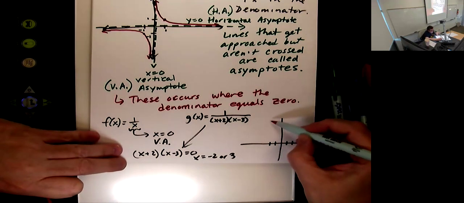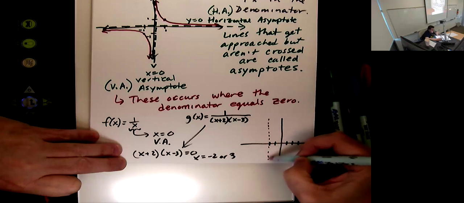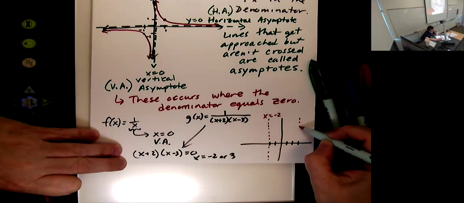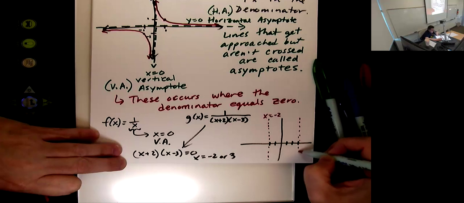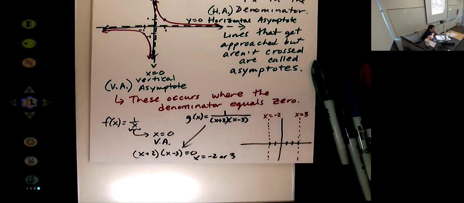The black lines are my asymptotes. This is the x equals -2 line. It will be a vertical asymptote. X equals 3 line is a vertical asymptote. And we use dashed or dotted lines to show asymptotes.